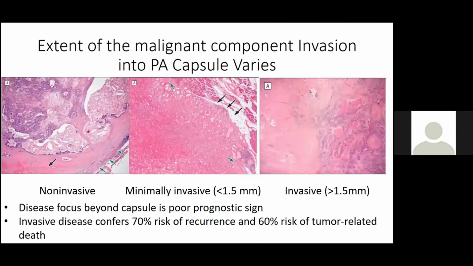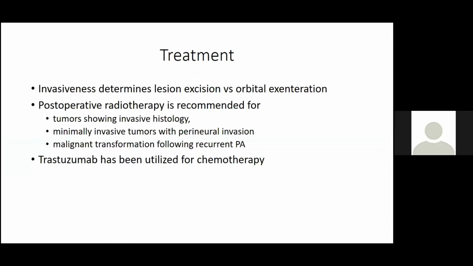And then they are typically judged by how invasive into the pleomorphic adenoma capsule the carcinoma is. Either non-invasive, respecting the capsule entirely, minimally invasive, budging into the capsule less than 1.5 millimeters, or invasive, invading the capsule more than 1.5 millimeters. Having a disease focus beyond the capsule is a poor prognostic sign, and invasive disease confers a 70% risk of recurrence and a 60% risk of tumor-related death. So these are pretty nasty tumors.